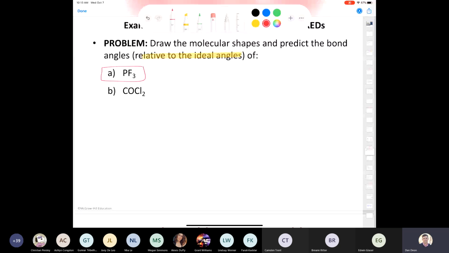It was funny. Okay, so let's get started with PF3, phosphorus trifluoride. Phosphorus is in group 5A, with 5 valence electrons. Fluorine is in group 7A, with 7 valence electrons times 3, so that's 21 plus 5 equals a total of 26 electrons. Look, we know that fluorine can only ever have one bond and 3 lone pairs.